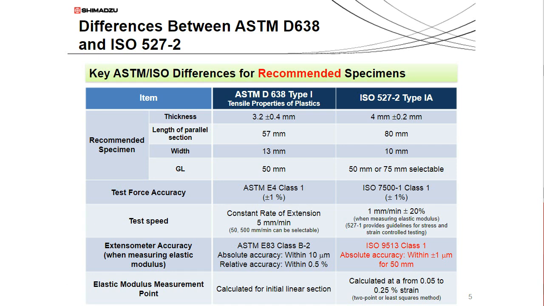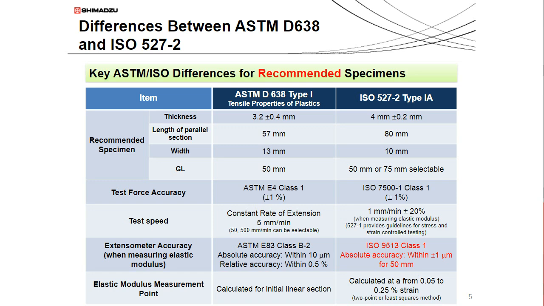So to get a quick snapshot of these standards, this table provides the most important specifications to keep in mind when you're performing a tensile test. Going down the column on the left, we're going to have different recommended specimen dimensions, test force accuracy requirements, suggested test speeds, extensometer accuracy, and guidance for determining the elastic modulus. And then on the ASTM column, I've provided the specifications for the recommended sample. ASTM actually has 5 different standard types, which I'll talk about in the next slide.